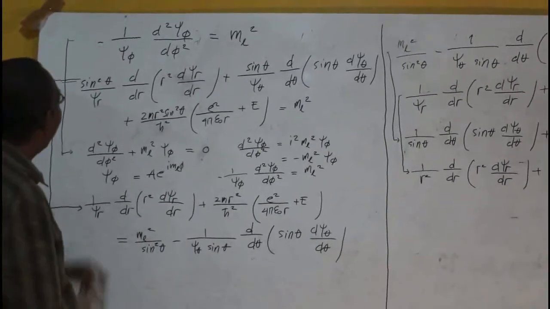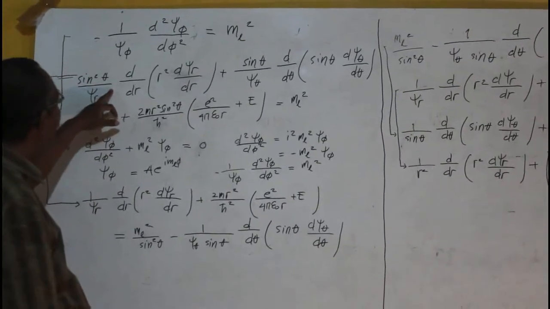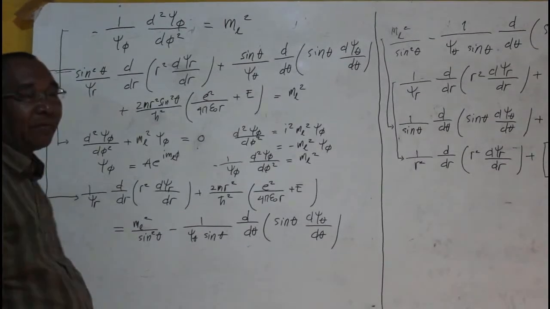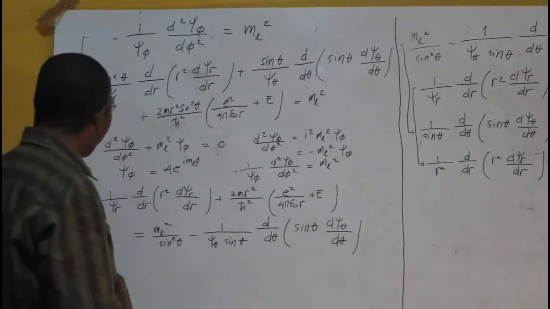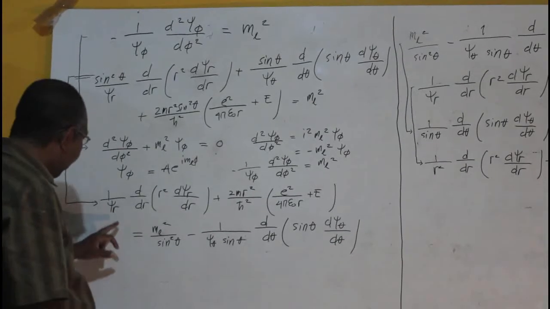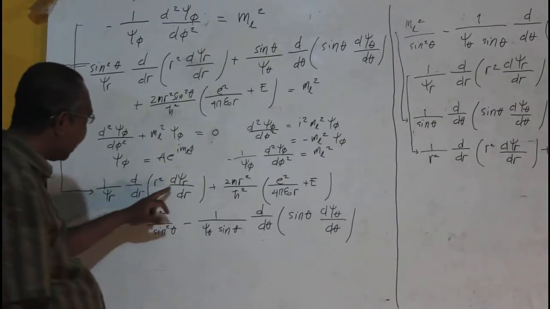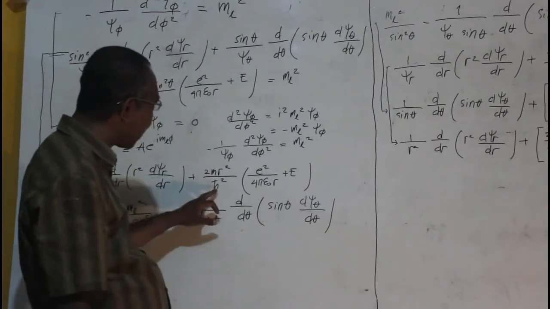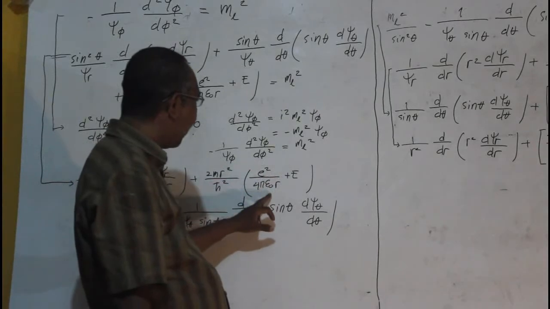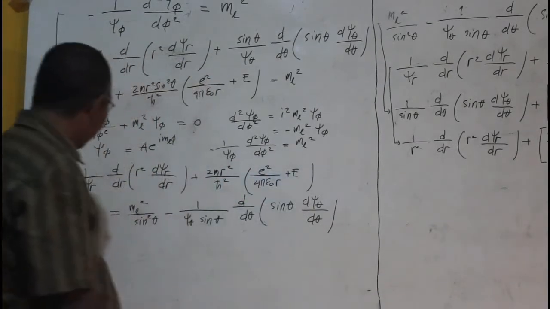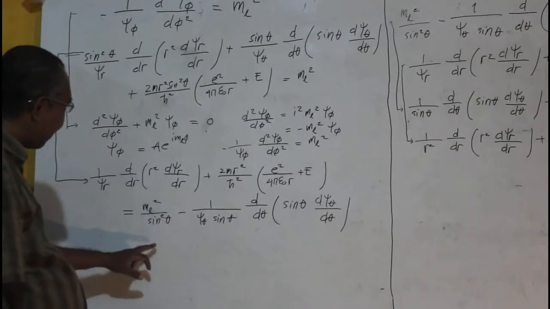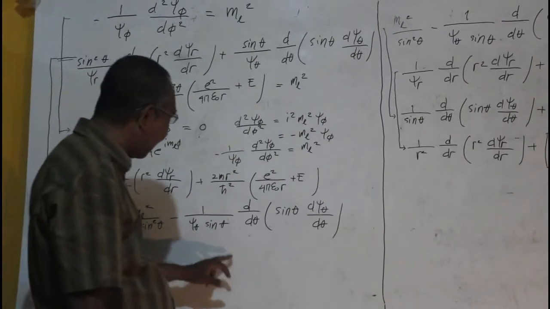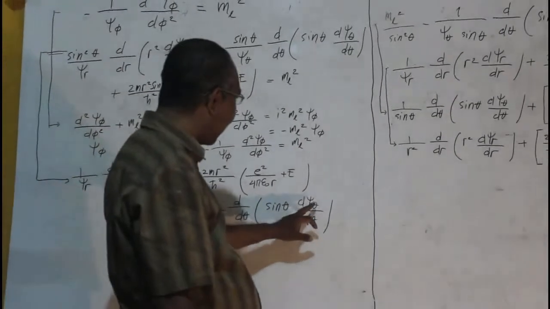And then if we divide this equation by sin²θ and then separate the radial part and the angular part, we find 1 over ψr times d/dr of r² dψr/dr plus 2mr² over ħ² times (e²/4πε₀r + E) equals ml² over sin²θ minus 1 over ψθ sinθ times d/dθ of sinθ dψθ/dθ.